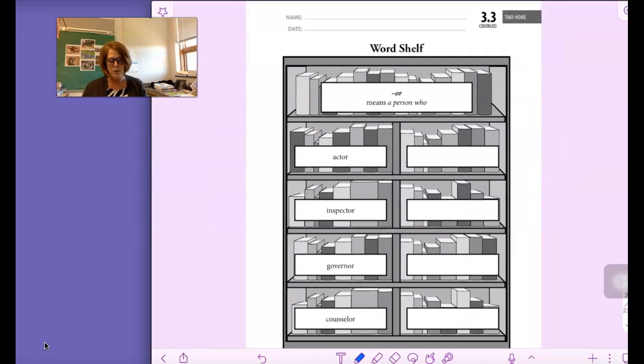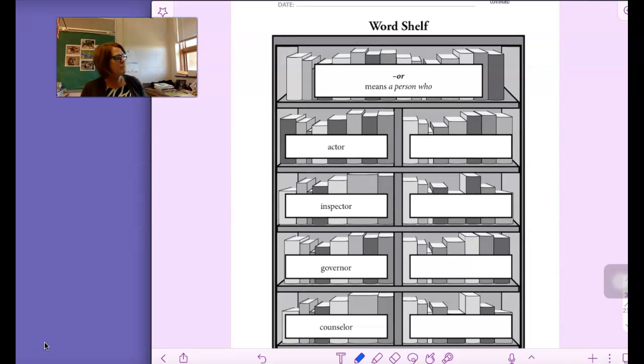Let's move on to OR. This also means a person who. So it means the same thing as ER. Okay? It means the exact same thing. So we have actor, a person who acts. Inspector, inspector. It sounds like ER when we say it. Inspector, a person who inspects.